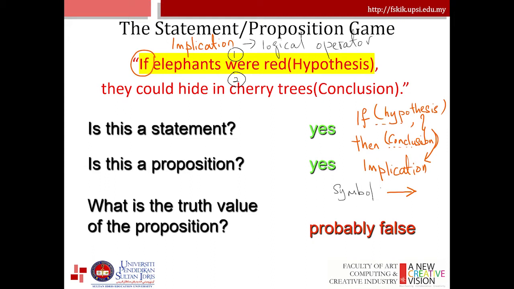This one is basically we can have 3 basic structures. First one is the hypothesis. Then we have the conclusion, and then we have the implication. What is the truth value of the proposition? It's probably false, and you can see here the symbol of implication is the arrow. This one is very important, for the hypothesis, conclusion, and implications.